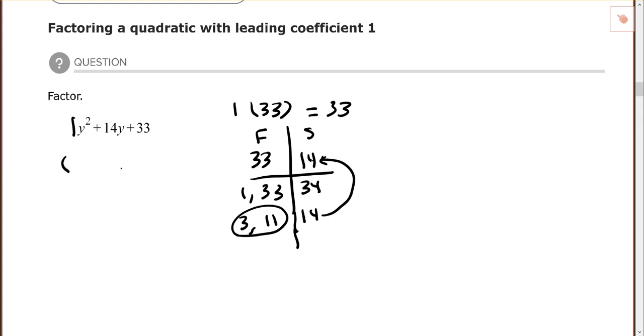So again, make my two sets of parentheses. I split the y squared up into the first places. I put the factors in the second places, so positive 3 and positive 11. And those can go in any order. It could be y plus 11 times y plus 3.